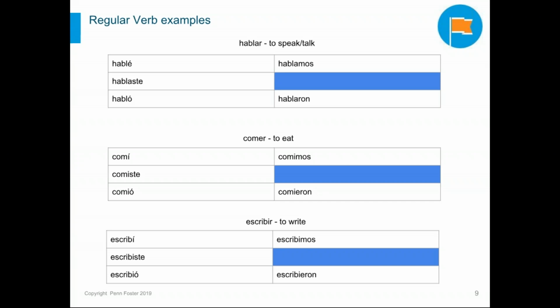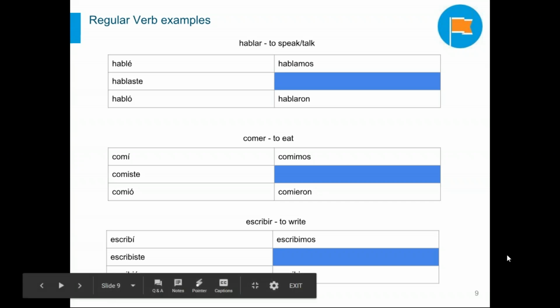Okay, so all we've done here is we remove the AR, the ER, and the IR from each of the verbs respectively, and then attach the new endings to the stem. HABL being the first stem, COM, the second verb stem, and ESCRIB, the stem of the last verb.